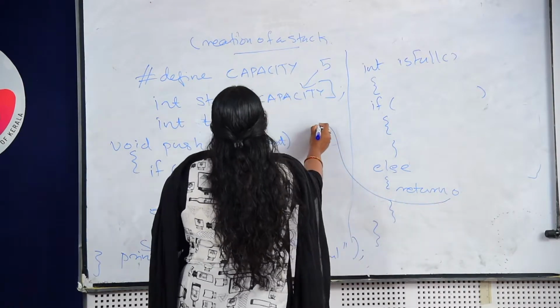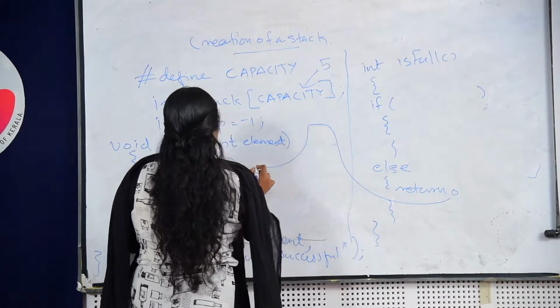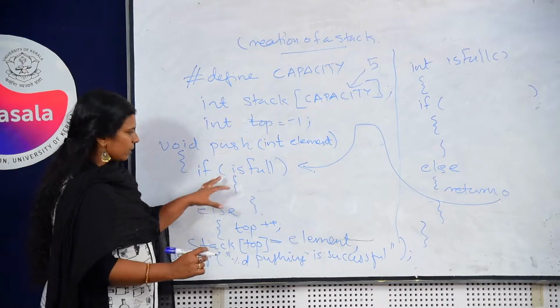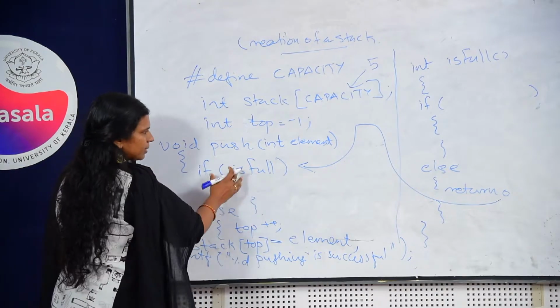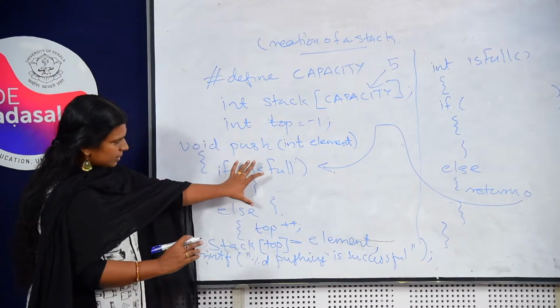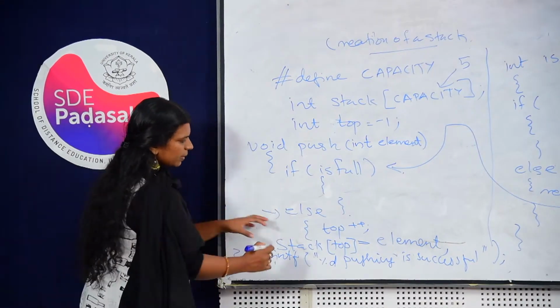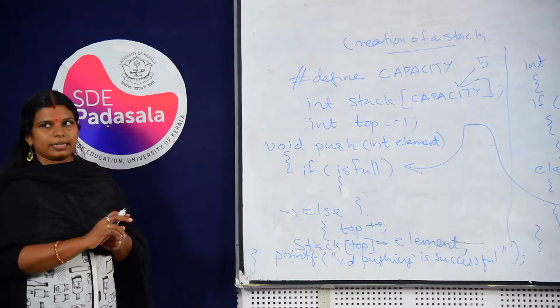That is, we are returning a 0 to this point. That is, here in the if part we are getting a 0, but since a 0 is coming here, this if part will not work, and the control will go to this else part and the elements will be inserted.